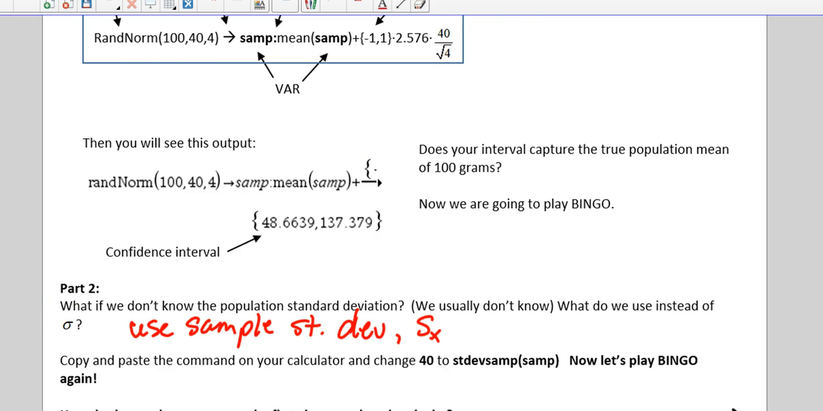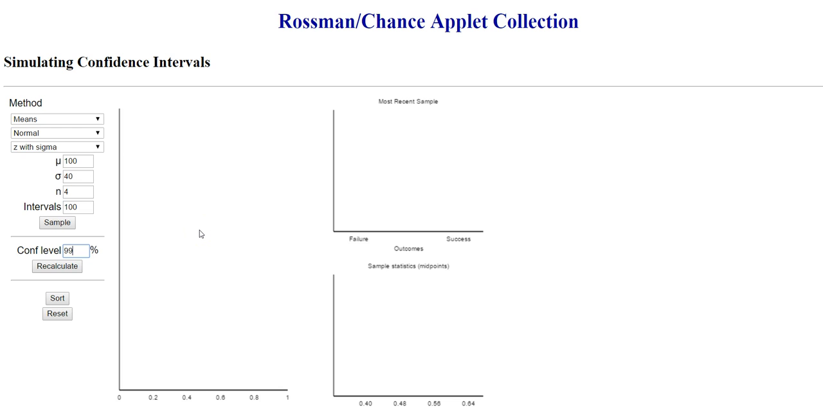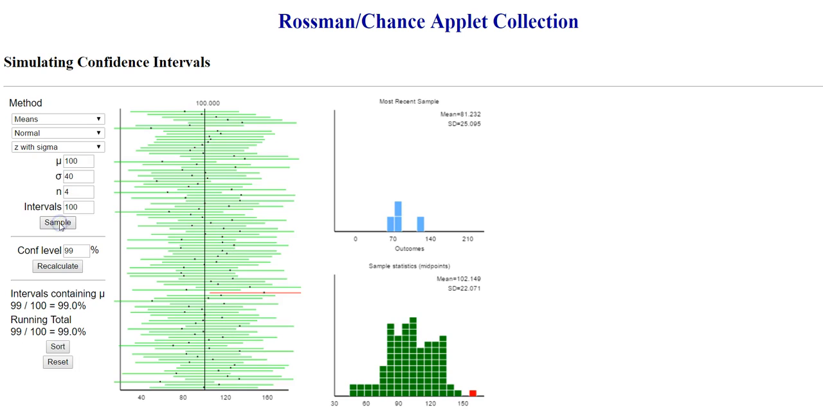There we go. Okay, we've done an applet similar to this before. I've set this up to do means from a normal model, so sample means from a normally distributed population. We're going to do a z-critical value with sigma, which means we're using the population standard deviation. So here's my mu, my sigma, and my sample size. I'm going to do 100 intervals, and we're doing a 99% confidence level, so we should expect about 99.